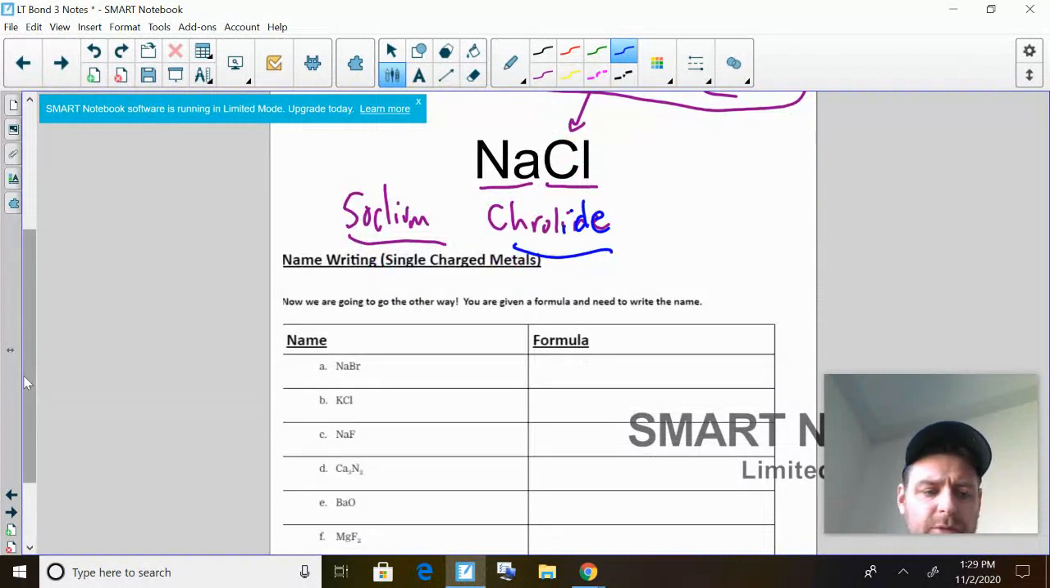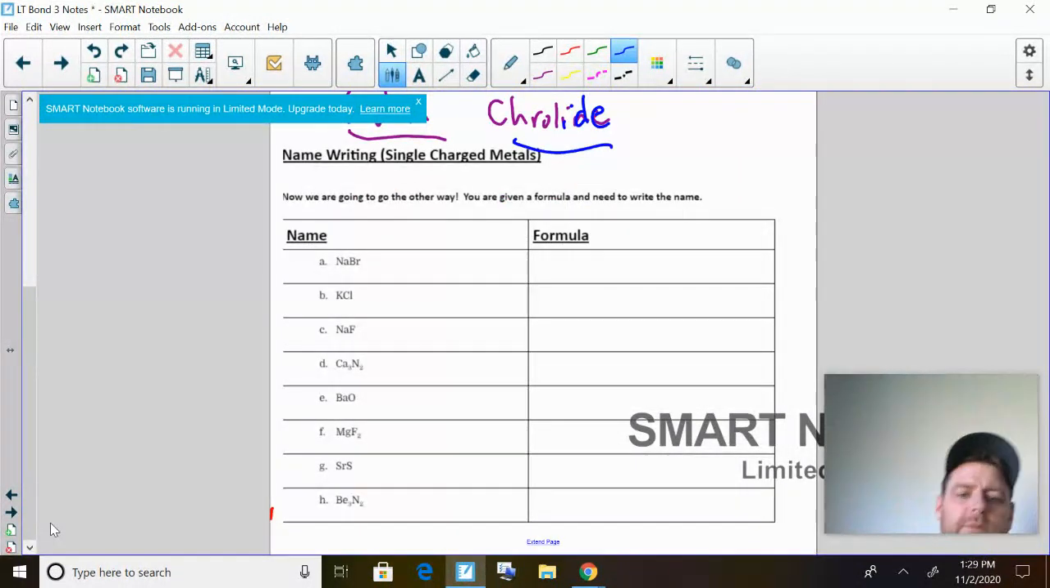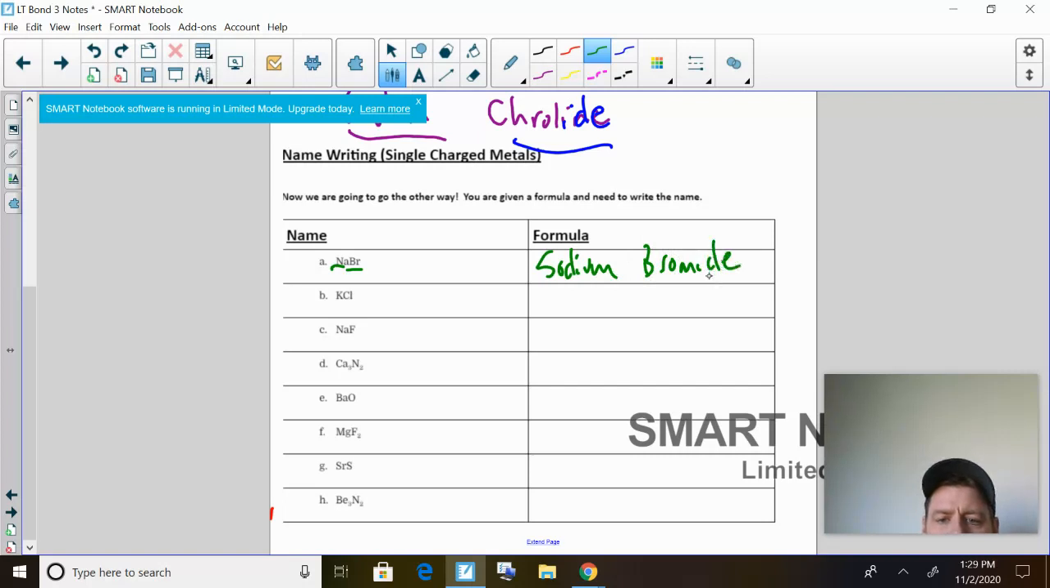Okay, there's no fanciness to this thing. All you have to do is just write it out. Okay, so this one, sodium from my periodic table, and bromine. Sodium bromide. Not bromine, bromide. The next one, potassium chloride. Cool. Okay. Sodium and fluorine. Sodium fluoride.